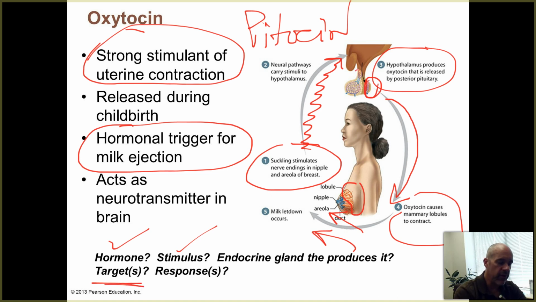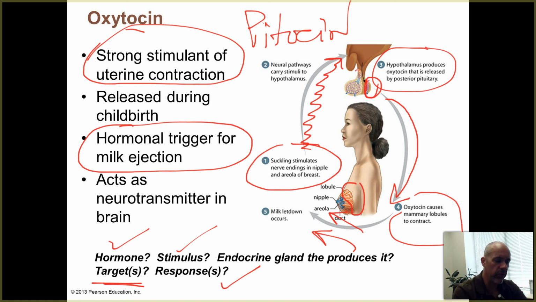And then the target or the targets. We just talked about the mammary glands. We also talked about the walls of the uterus, the muscle tissues in the uterus that have to contract when an infant is born. Those would also be target tissues. And then what are the responses? Milk letdown, contraction of the uterus. That is why many women report when they are nursing an infant that they'll have some mild uterine contractions while that's happening.